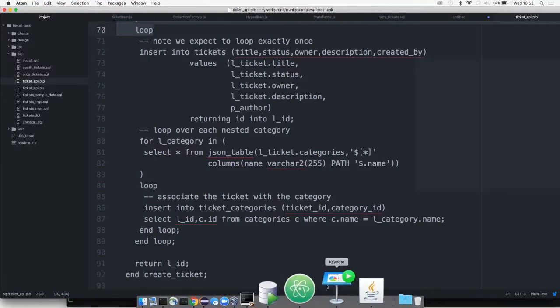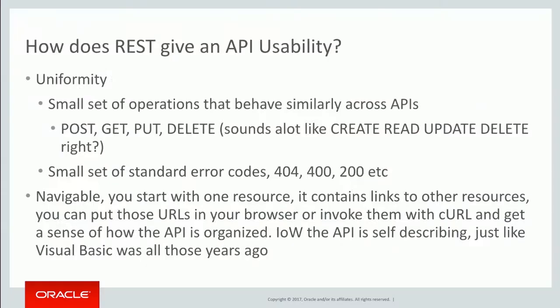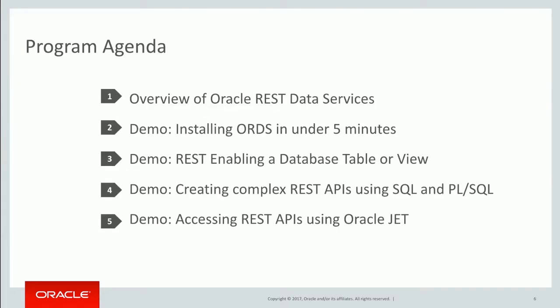So just to go back to the presentation and make sure I have recapped my agenda. I've done the installation, I've done REST enabling a table and a view. I've showed you how to create complex APIs using SQL and PL SQL. And so I guess the next step is to show you how you use that API from an Oracle Jet application. Before we go on that, any questions on the PL SQL stuff and how that works?